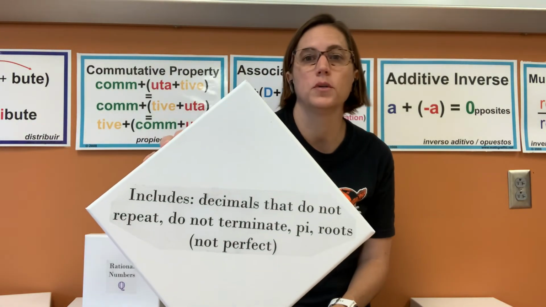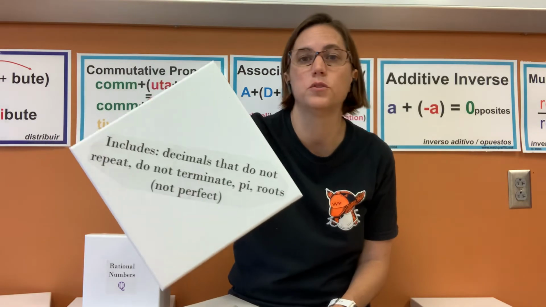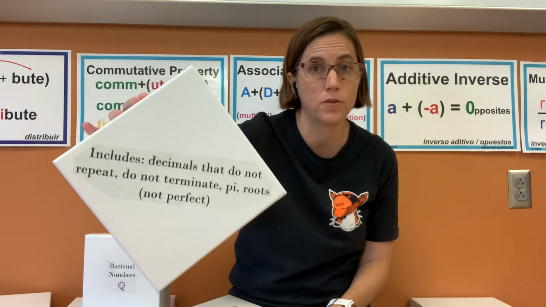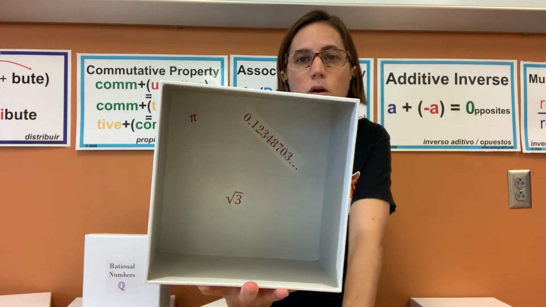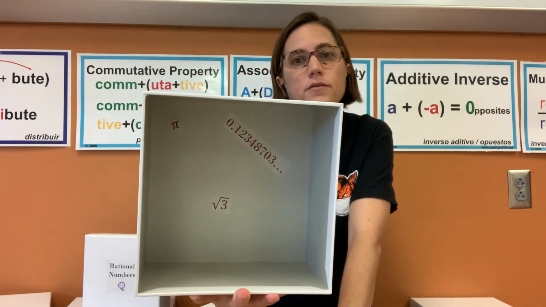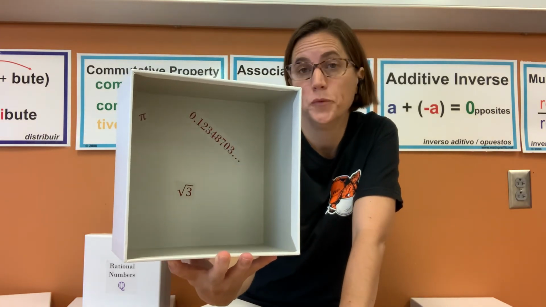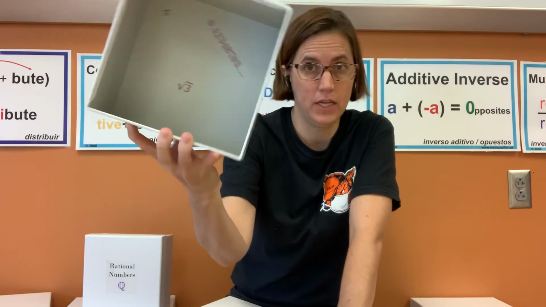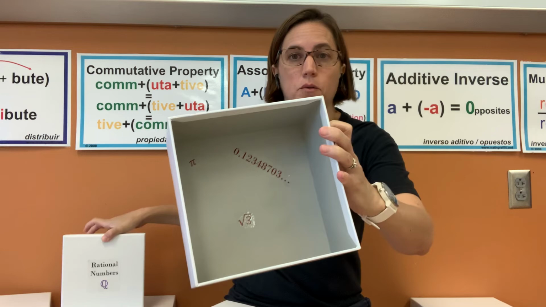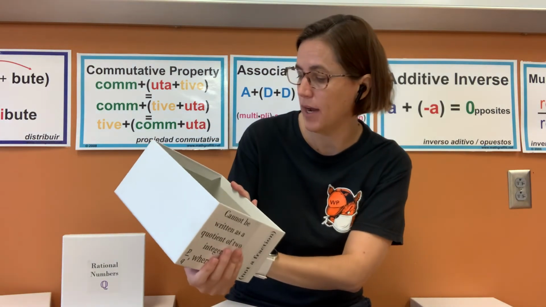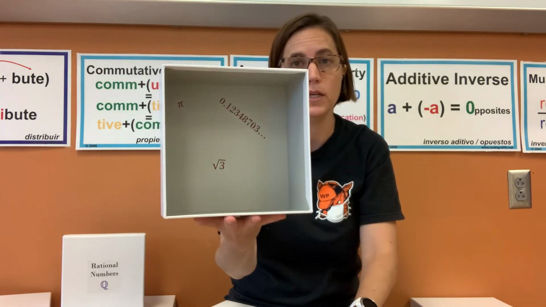So this is going to include all of our decimals that do not repeat, do not terminate. It includes pi. It includes roots that are not perfect, okay? So some examples, and I only put a couple because we're not gonna get too far into our irrational right now. Pi is, of course, our favorite irrational number. Square root of 3, cube root of 2. Square root of 16 wouldn't be here because square root of 16 equals 4, so it would be rational, okay? And then 0.1234870... it doesn't repeat, it doesn't terminate. That one would be irrational.